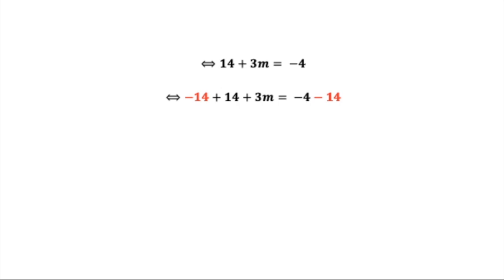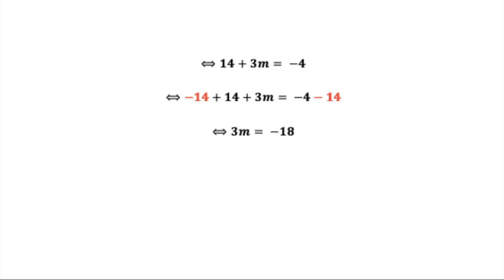So trying to isolate m means getting rid of everything else that does not involve the m. That's why we are getting rid of our plus 14, because to get rid of plus 14 is the same as taking away 14. So we subtract 14 on both sides, and when we do that, we end up with the equation that you can see. In the next line, what we have is 3m equals negative 18.